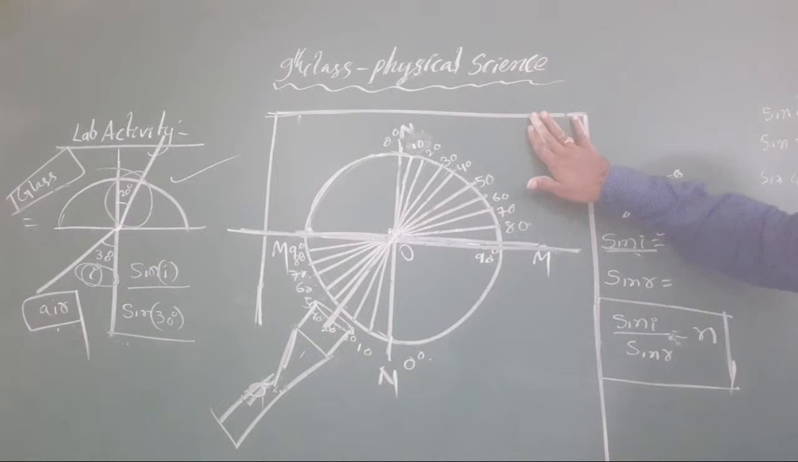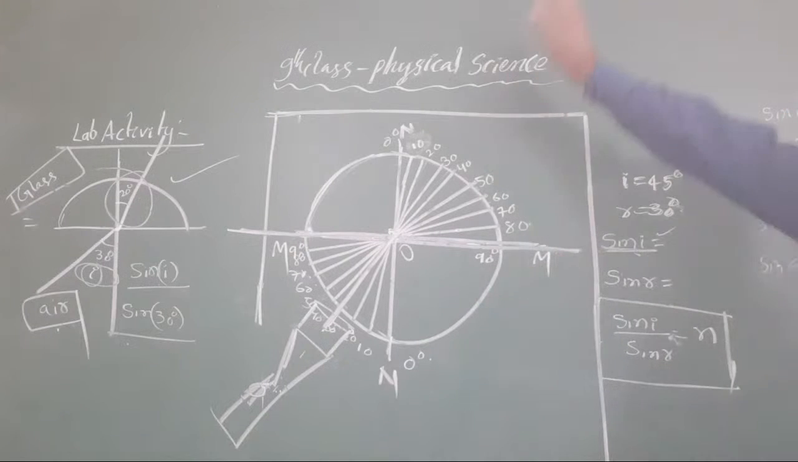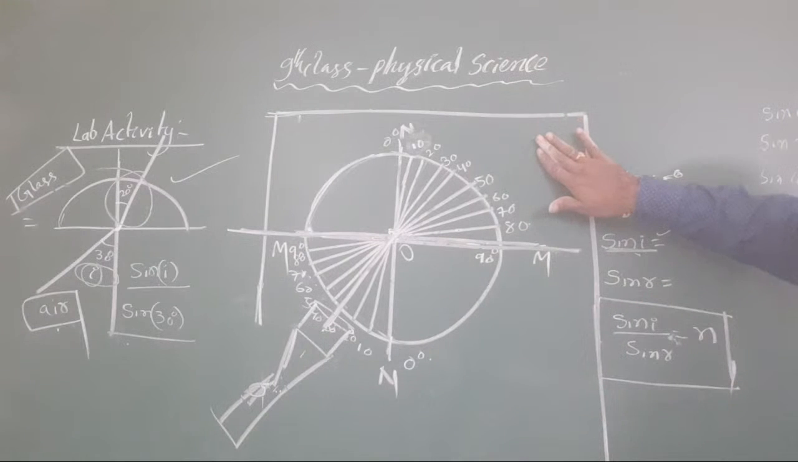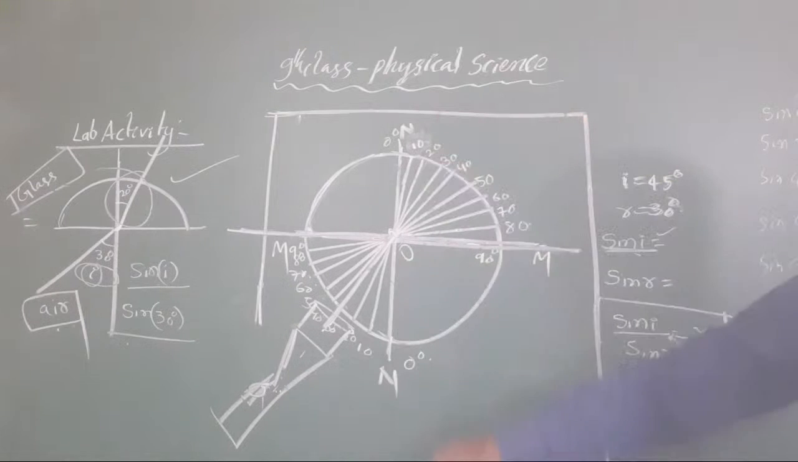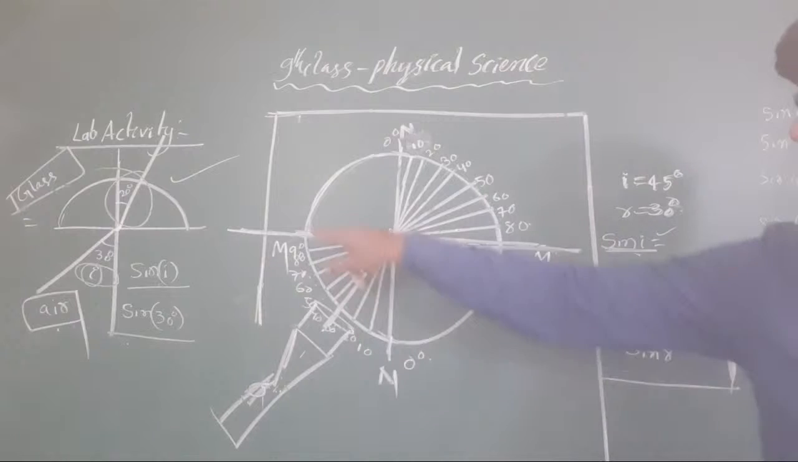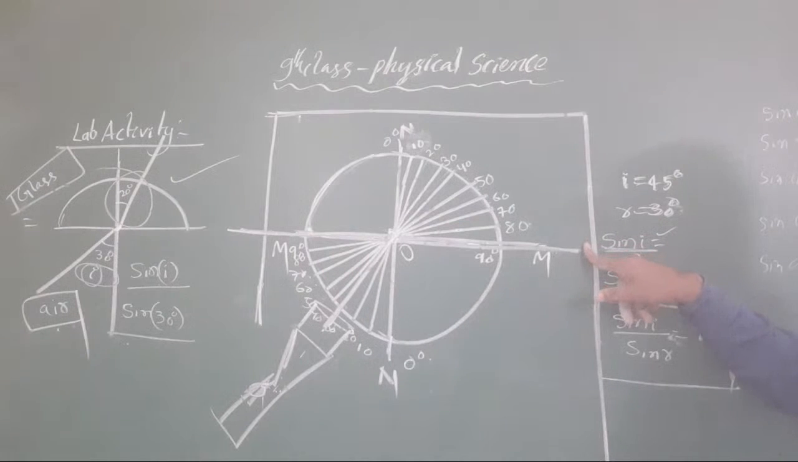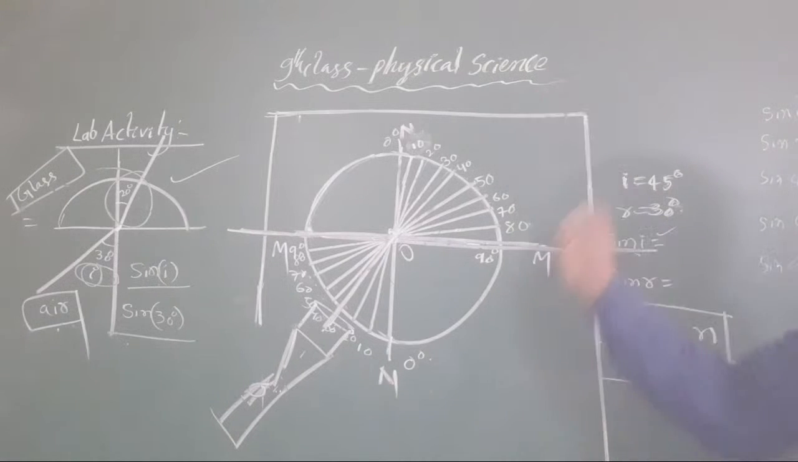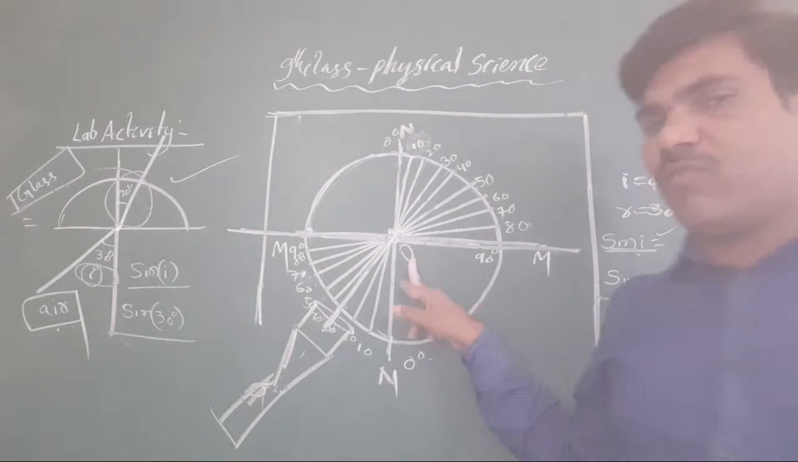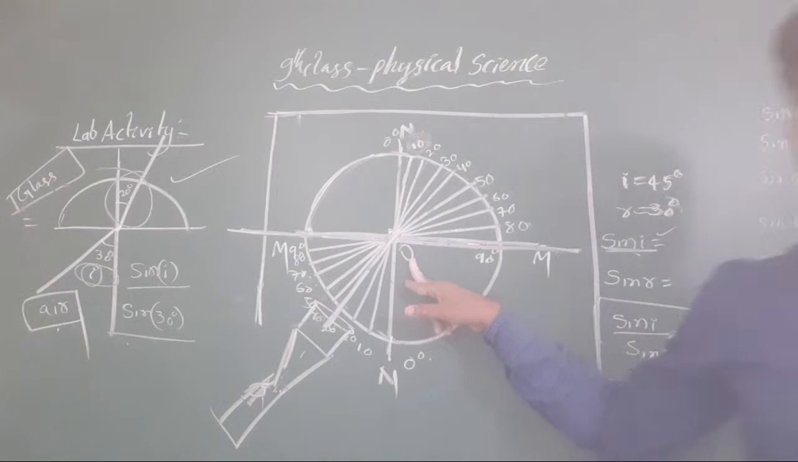Next, take a wooden plank. This wooden plank is totally covered by a white chart, and draw two perpendicular lines. One is N and N, another one is M and M. Draw the two perpendicular lines passing through the middle of the paper. You have to take the middle of the paper, and let the point of intersection be O here. Okay, clear or not, all of you?